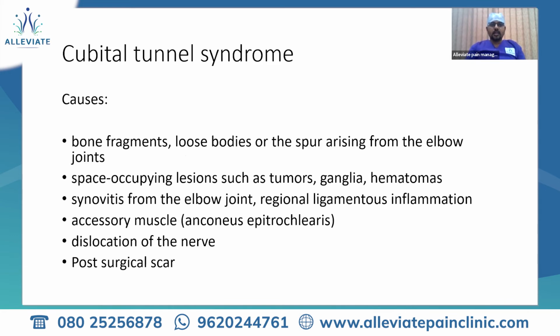So the syndrome can be because of bony fragments, loose bodies, or a spur arising from the elbow joint. Space-occupying lesions such as tumors, ganglia, and hematomas are common causes of any of the nerve entrapments. Others include synovitis of the elbow joint, ligamentous inflammation, accessory muscles, dislocation of the nerve, and post-surgical scar.